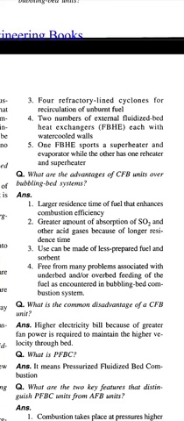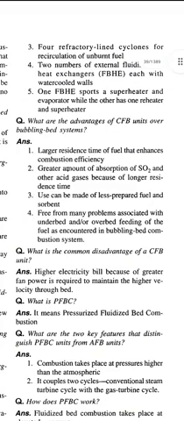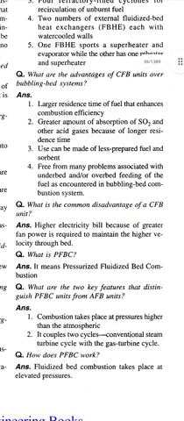Next question. What are the advantages of CFB units over bubbling bed systems? Answer. Larger residence time of fuel that enhances combustion efficiency, greater amount of absorption of SO2 and other acid gases because of longer residence time. Use can be made of less prepared fuel and sorbent, free from many problems associated with underbed and overbed feeding of the fuel as encountered in bubbling bed combustion systems.